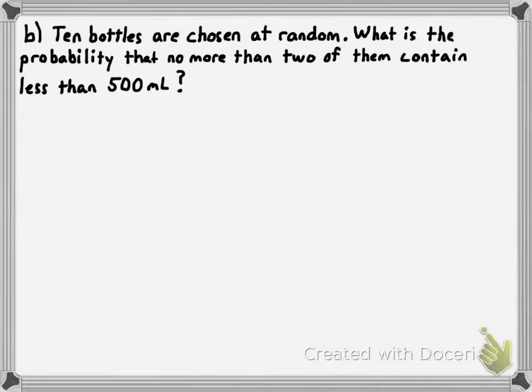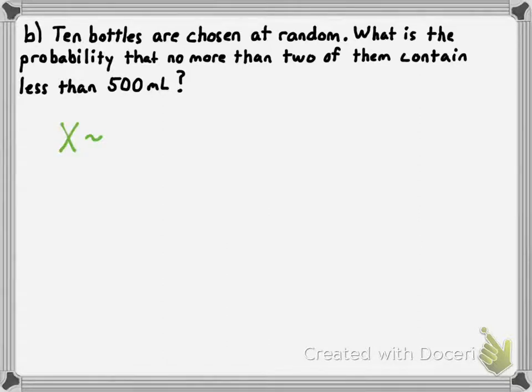Now we're going to say that 10 bottles are chosen at random that this company is selling. And we want to know what is the probability that no more than 2 of them contain less than 500 milliliters. Well, this is no longer really a normal distribution question. This is really a binomial distribution question. Can you see why? It's because now we have a certain number of bottles, and either they are filled up enough or they're not filled up enough, right? Either they don't contain less than 500 or they do contain less than 500. So there's two outcomes, a fixed number of trials, and we just figured out the probability of success, and thus the probability of failure, in the previous problem.